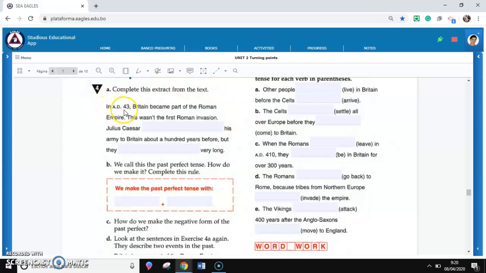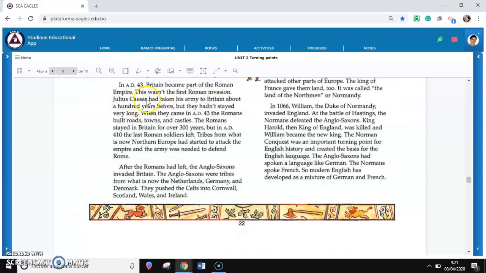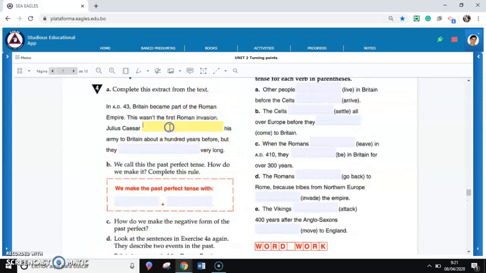In AD 43, Britain became part of the Roman Empire. This wasn't the first Roman invasion. Julius Caesar. So here we have a context clue. Julius Caesar, let's go back to the reading. Julius Caesar had taken his army to Britain. So here we need to complete with "had taken" his army to Britain about 100 years before that.